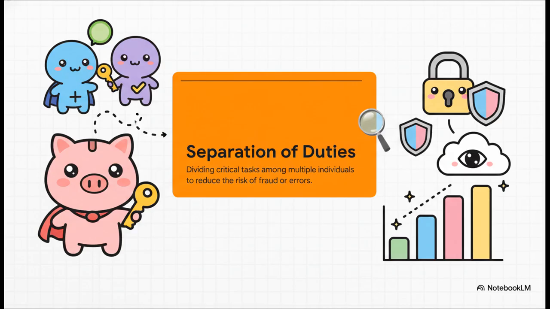If someone tries something malicious or even just makes a massive honest mistake, another person is structurally required to be in the loop to catch it before the damage is done.